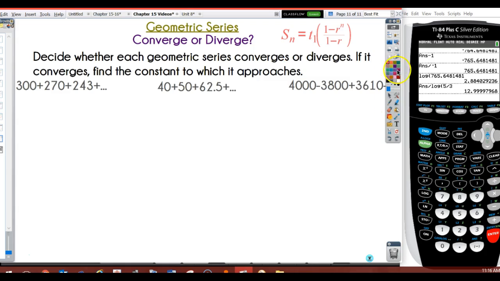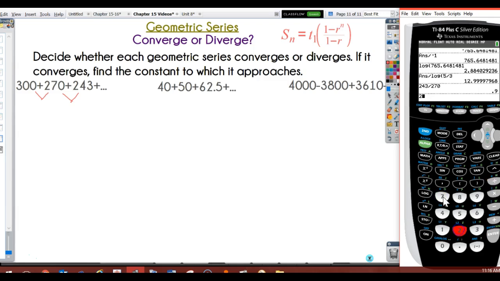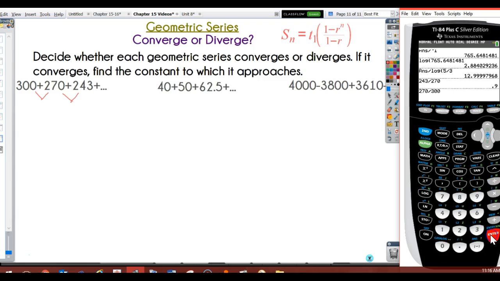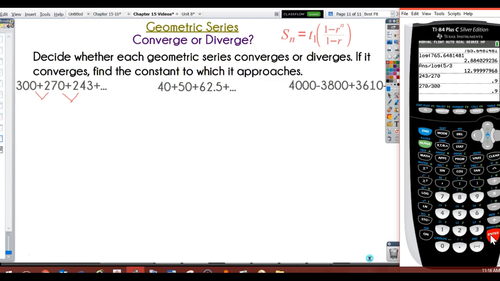To figure this out, we're going to use the geometric sum formula. And so first we're going to have to identify r. I'm going to take 243 divided by 270 to get that common ratio. And I'm just going to verify that it's correct by taking 270 divided by 300. And so we can see that our geometric common ratio there is going to be 0.9.